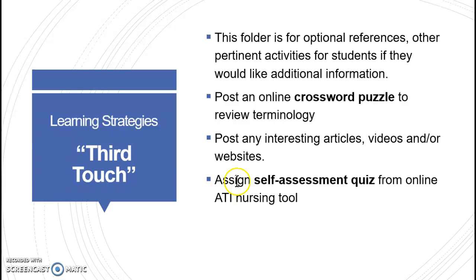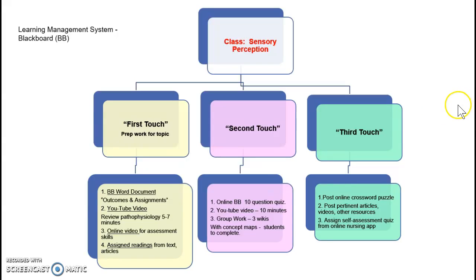I also will assign a self-assessment quiz from their ATI online nursing tool. This is something that they can do again at their leisure, and I can go in and actually see how well they've done. I can see how long they took on it, if they've done any remediation, and that sort of thing. So in total, this is what the class will look like. These are the active learning activities that I have put for each second and third touch. This should be pretty straightforward for the students, and that's my plan.